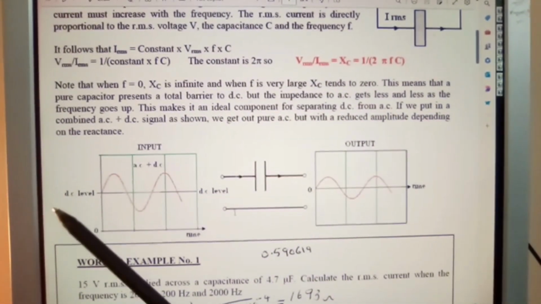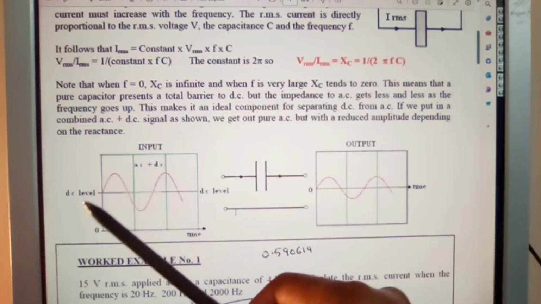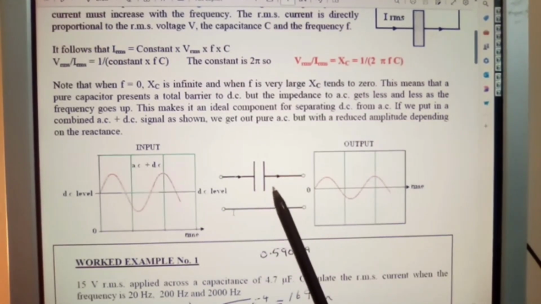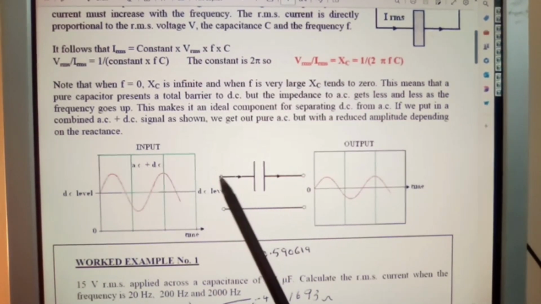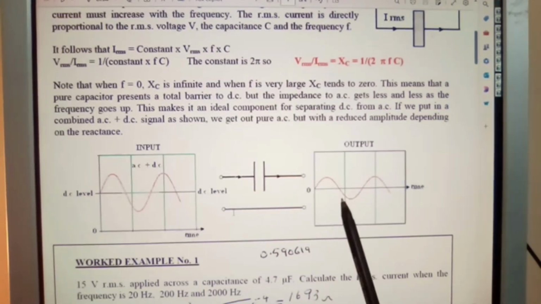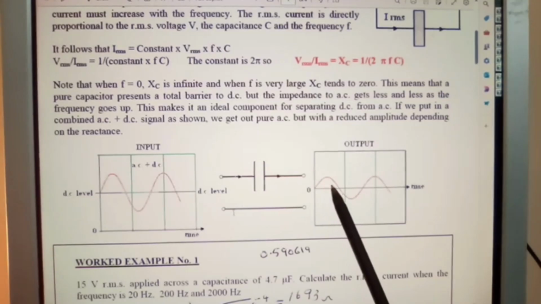And this is what we're talking about, DC plus AC input, going through a capacitor. Now remember, you need a positive and a negative for your current to flow in the circuit. You can see here, the amplitude here is higher than here. We have a reduced amplitude. Okay.